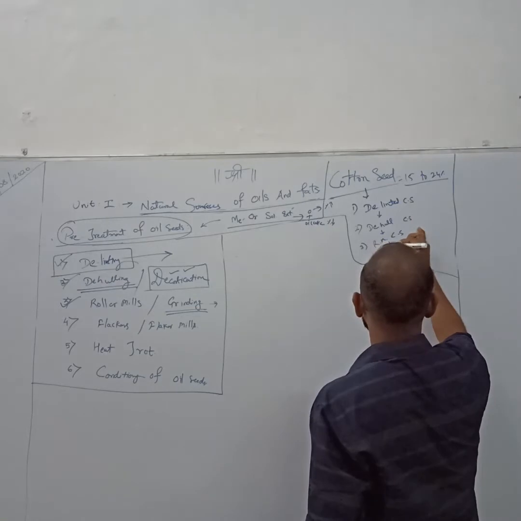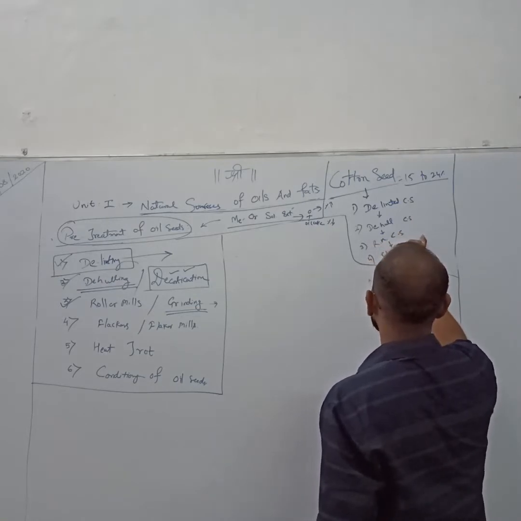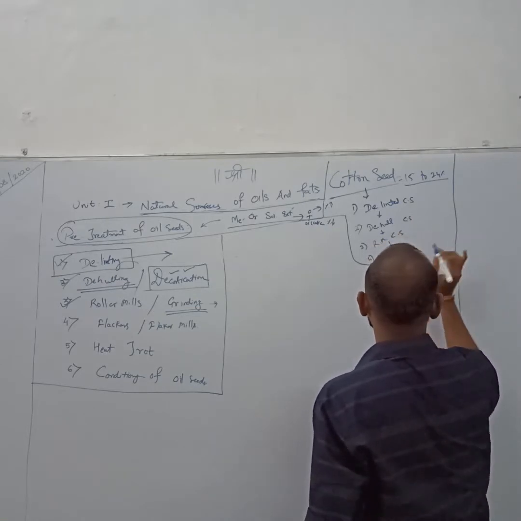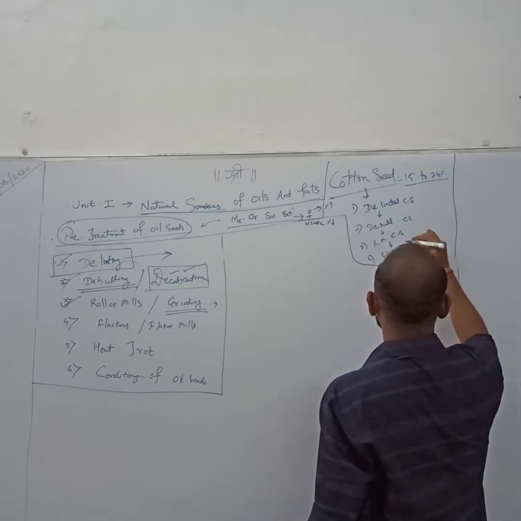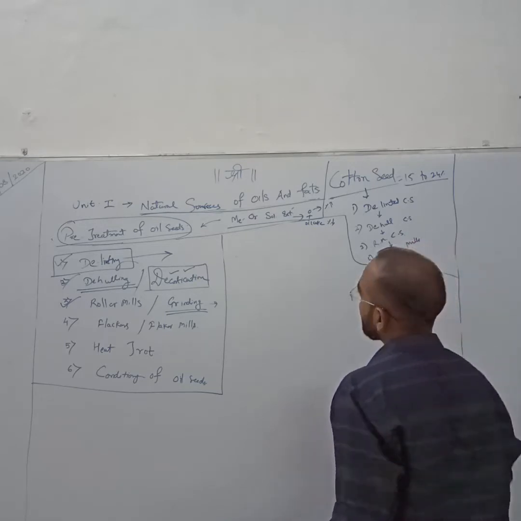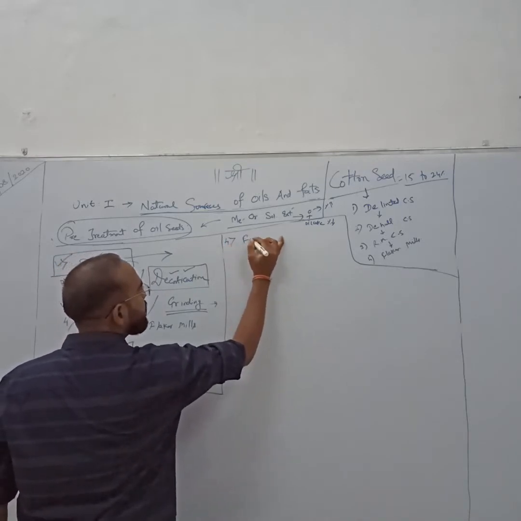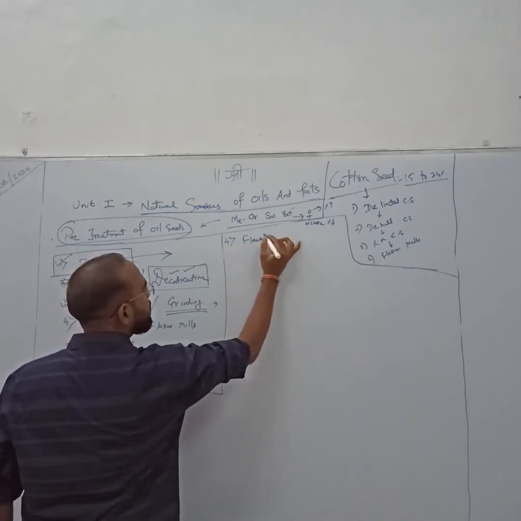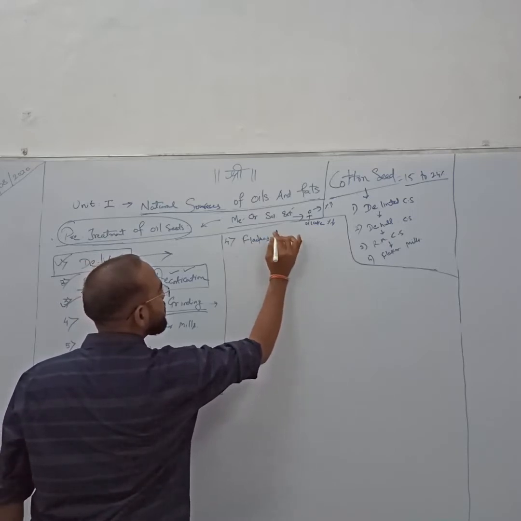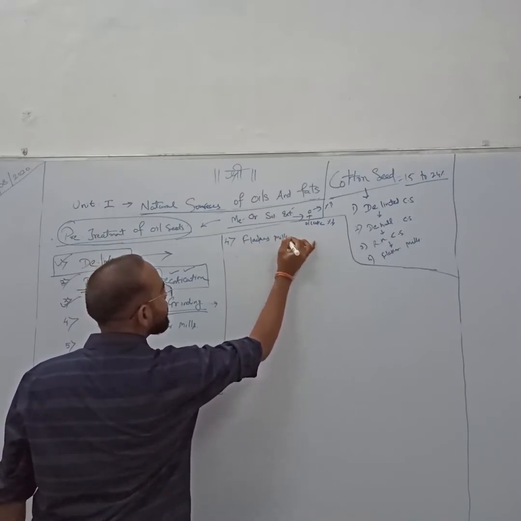Roller mill, cotton seeds. It stands for flakers. Flaking, flaker mills. That is our 4th operation. Flaker mills.